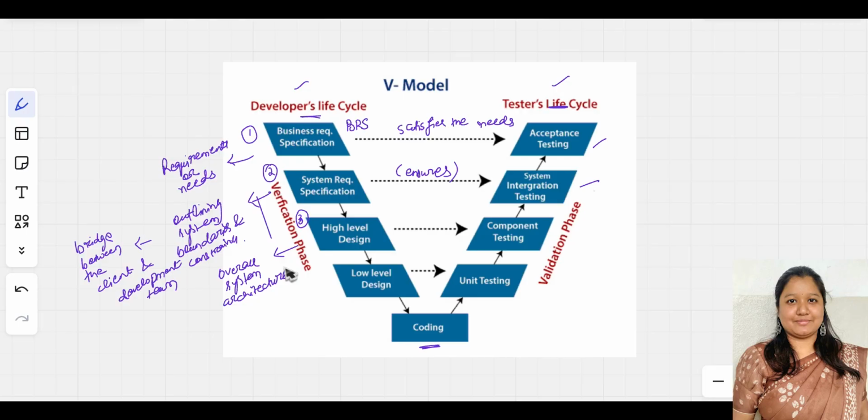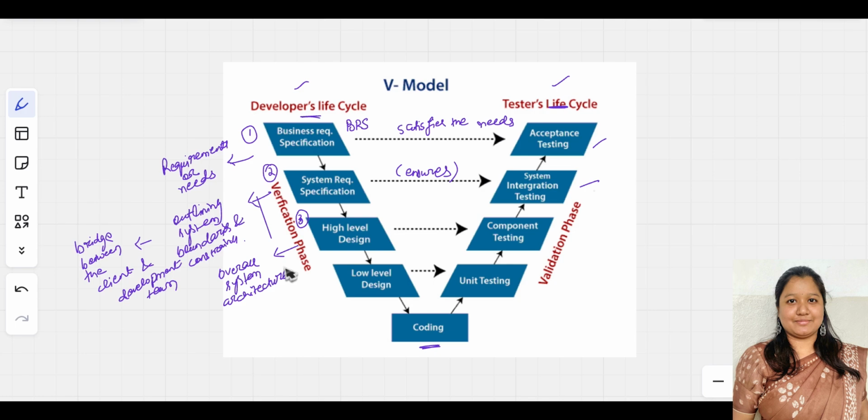The system is also divided into major components or modules, and the interactions between these modules are also defined. So decisions related to architecture, technology stack, and data flows are also taken at this stage.